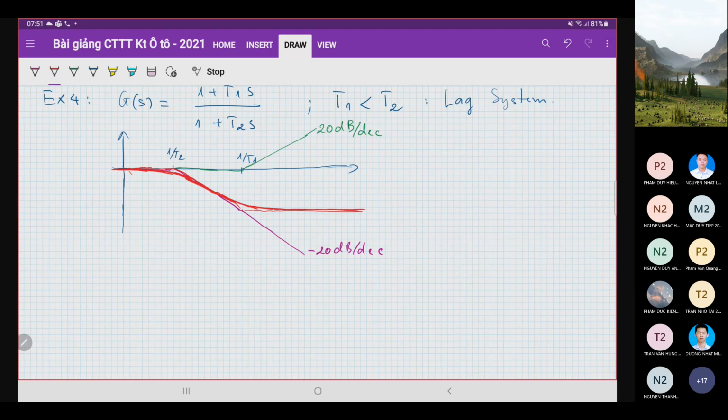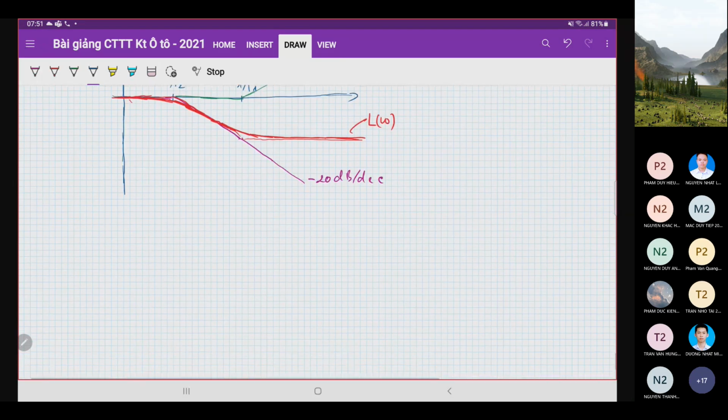Okay, here is the L omega. And when we look at the phase, it's almost the same as the example before. That means from the magnitude point of view, we can see that the output is almost proportional to the input. But when we look at the phase, it's very interesting here.